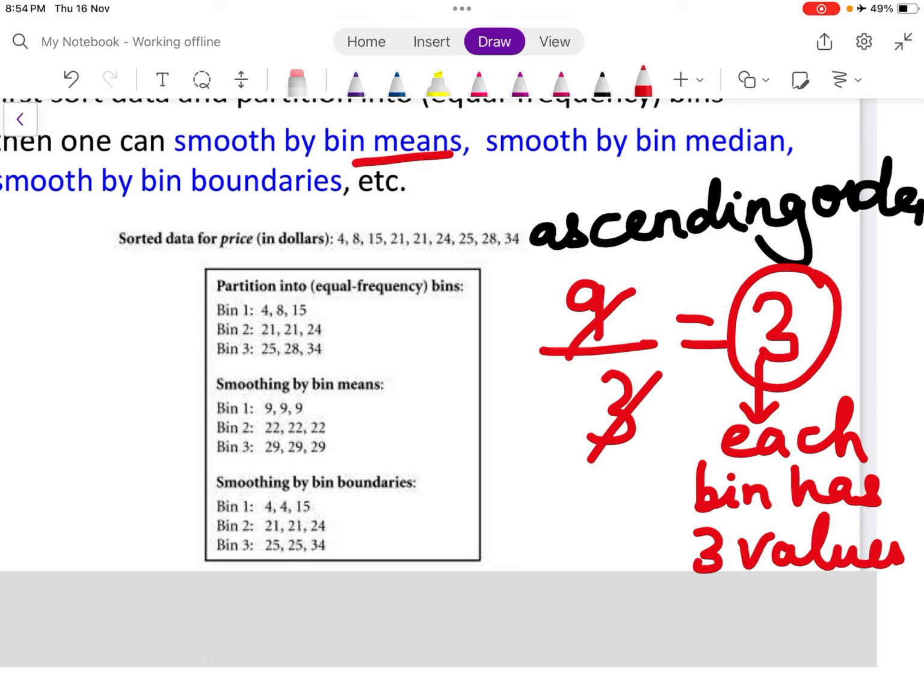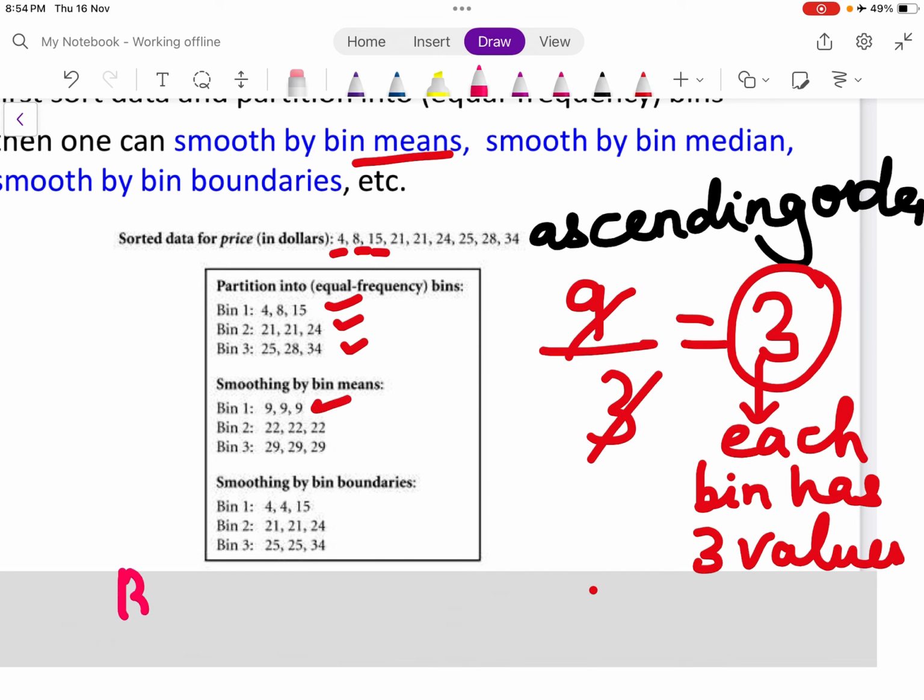So how to do the bin mean? For equal frequency, you will take the first 3 numbers 4, 8, 15, then 21, 21, 24 and then 25, 28, 34. For smoothing by bin mean, you will calculate the mean. How will you calculate the mean? Add all the values and divide by the total number of values. Whatever mean you get, you will write it in place of each value.